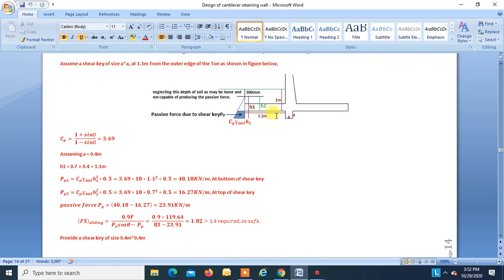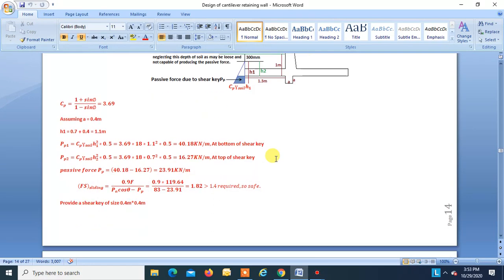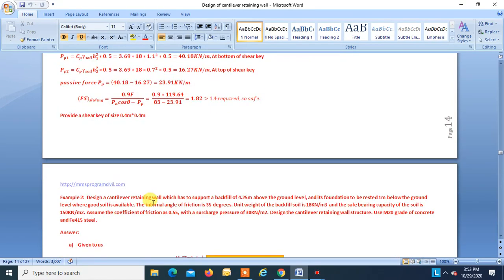Okay, so PP in this direction, PA cos theta in this direction. The resultant is PA cos theta minus PP. Okay, so PA cos theta minus PP. So 0.9F divided by PA cos theta minus PP, which is equal to 1.82, which is greater than 1.4. So now it is safe in check for stability for sliding, right? So provide a shear key of 0.4 meters by 0.4 meters, right?